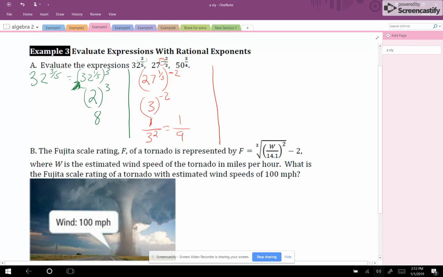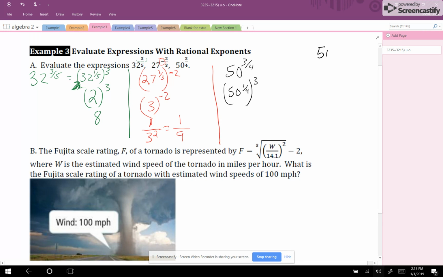Now, I love this last one because now they're throwing us an entirely new curveball. We've got 50 to the 3/4. So I'm going to put 50... Sorry, you guys. I know how you hate it when I do that. I'll fix it. 3/4. We're going to put 50 to the 1/4 cubed.